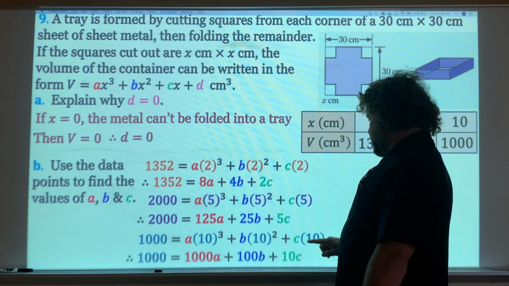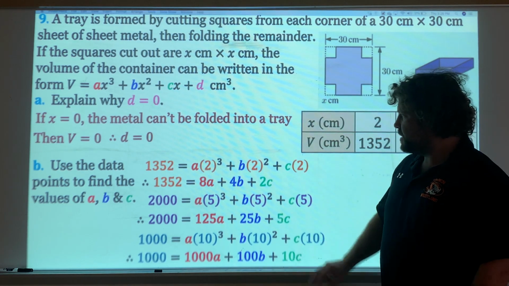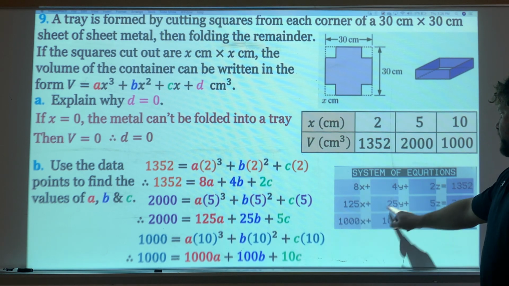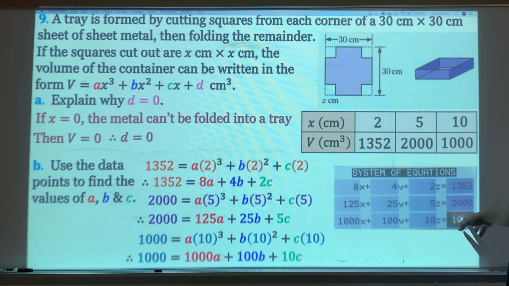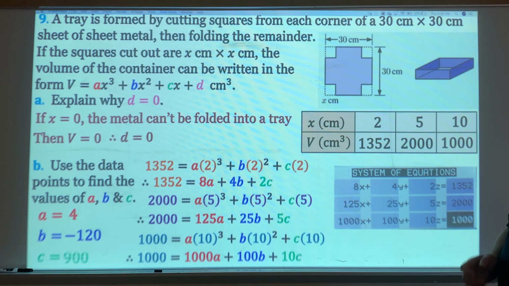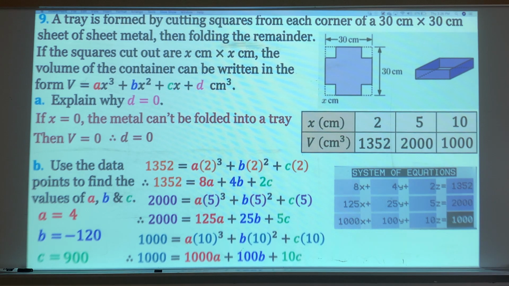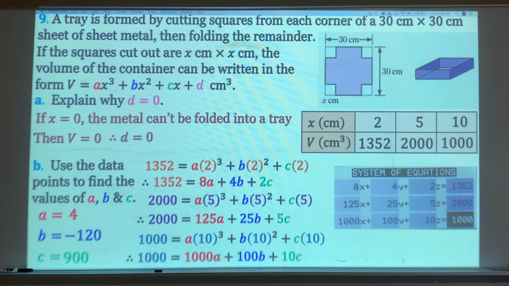1,000A, 100B, 10C. All right, we plug in our 3 things into our equation. 8, 4, 2, 1,352. 125, 25, 5, 2,000. 1,000, 100, 10, 1,000. It gives us that our A is 4, our B is negative 120, and our C is 900. And that's all they asked for. They didn't ask for the actual formula. Almost there. So close.